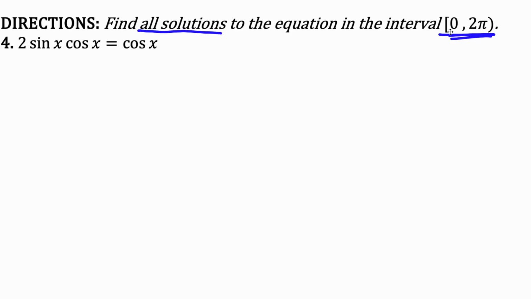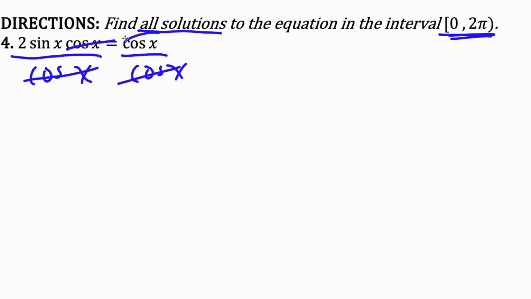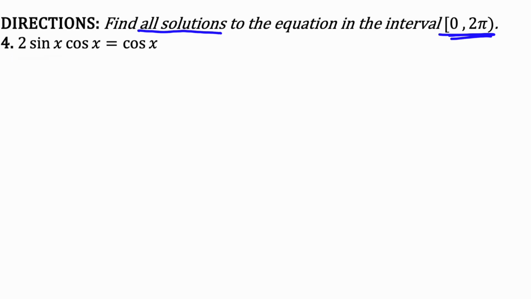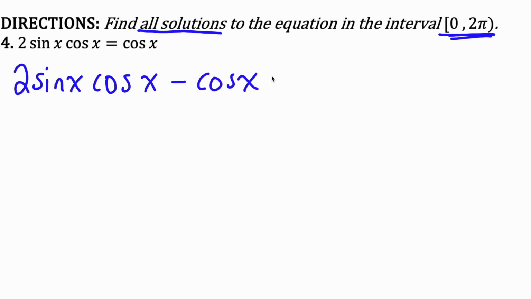A common thing people want to do, but do not do this: people want to say, "Oh, I can divide by cosine and cancel those out, and everything's great, we're just left with sine." But the problem is you just divided by 0, and that's illegal. We are not allowed to divide by 0. So when you have more than one trig function, we need it to be equal to 0. My first step is to subtract the cosine over and get that equal to 0.